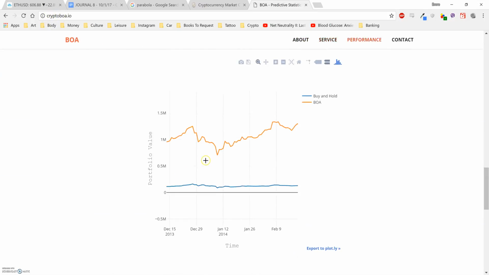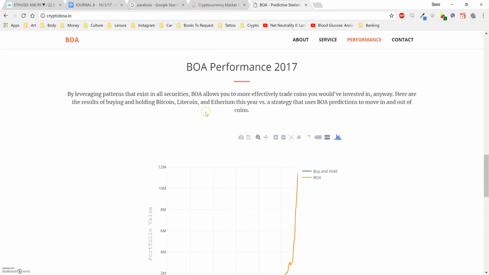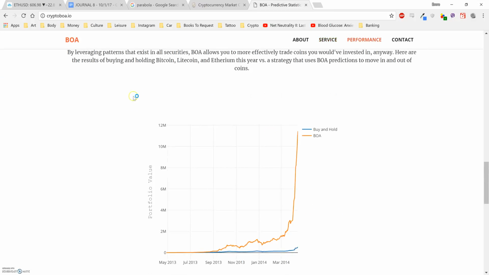For those of you that are using BOA to make trading decisions, here we have BOA's performance over 2017, and as you can see, BOA does very well, especially compared to buy and hold.